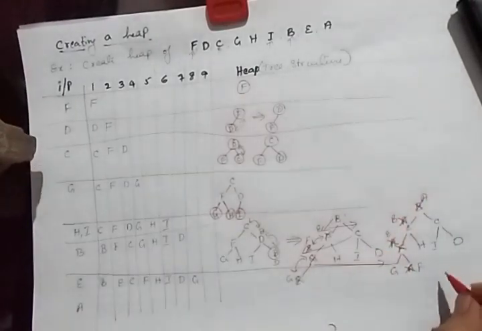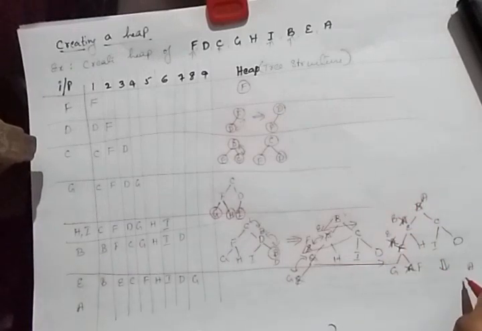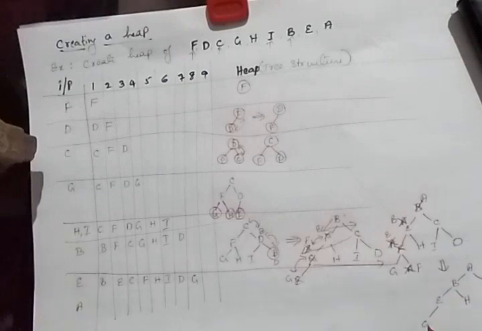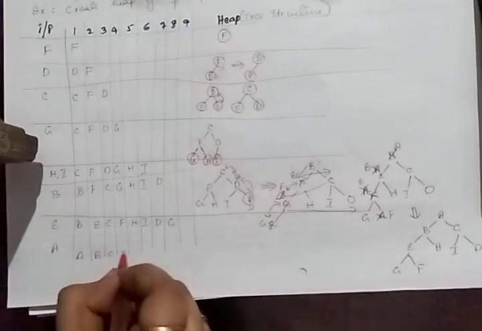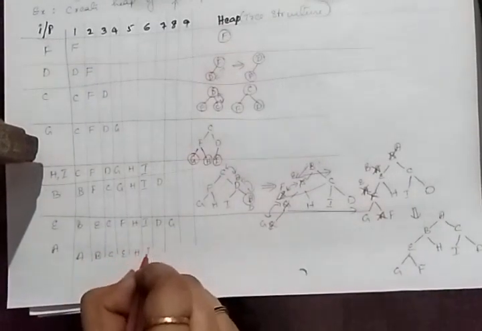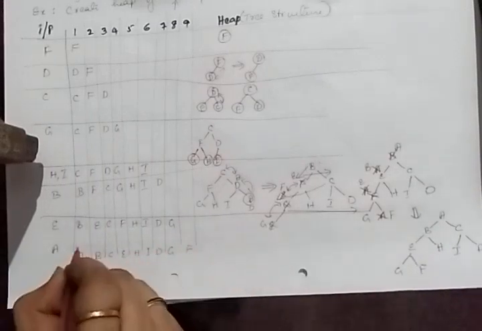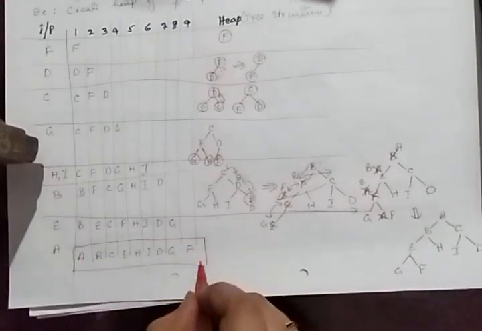So what is our final tree now? You will get A, B, C. Here it is E, H, then you have G, F, here you have I and D. So the final array is A, B, C, E, H, I, D, G and F. This is after heap sort. I hope this is clear now.